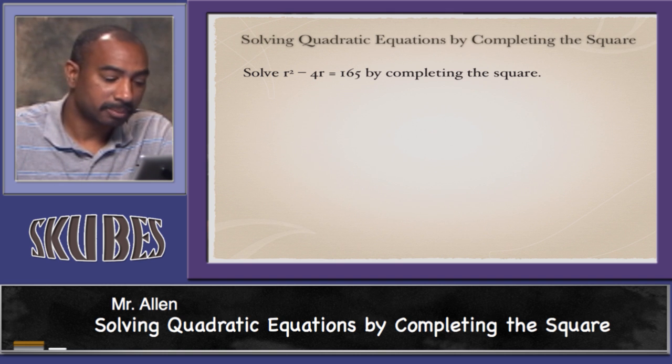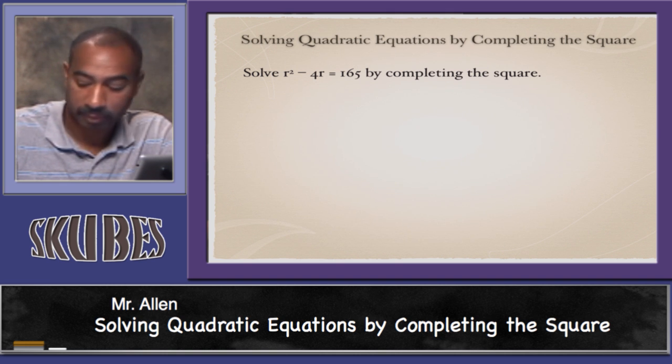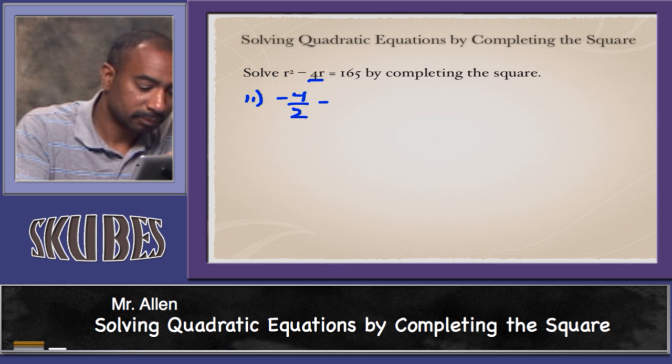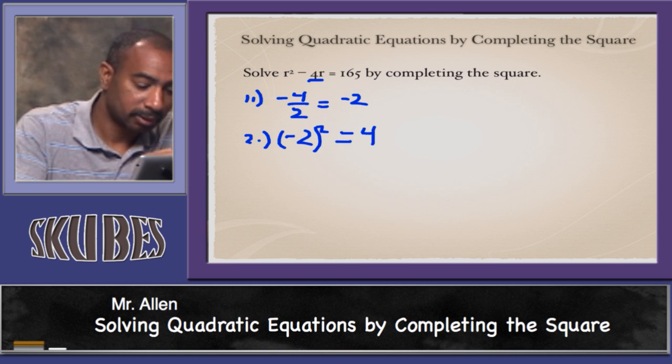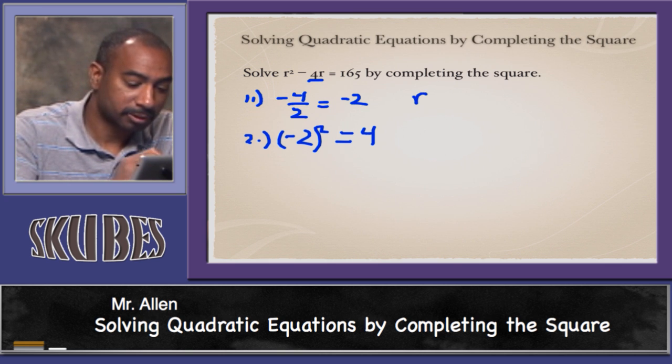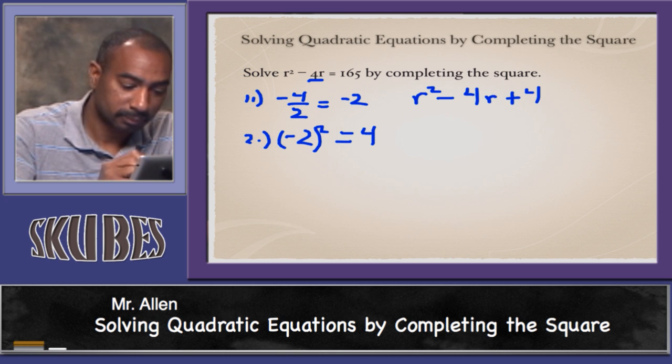Okay, solve r squared minus 4r equals 165 by completing the square. We're going to do the same thing. My linear coefficient is negative 4 this time. So the first step is to take negative 4 divided by 2. It gives me negative 2. Second step is to square the result. So negative 2 squared is 4. So we're going to add 4 to both sides of this equation. So I get r squared minus 4r plus 4 equals 165 plus 4.